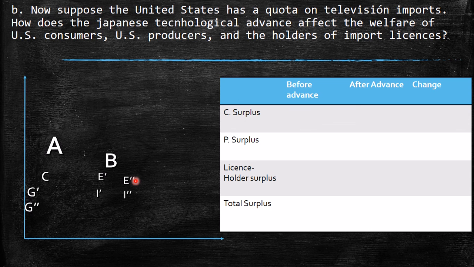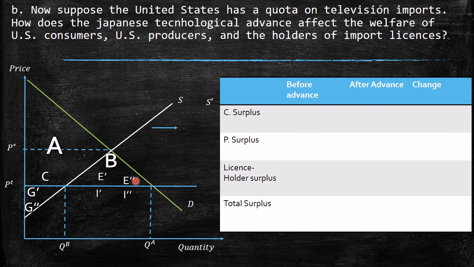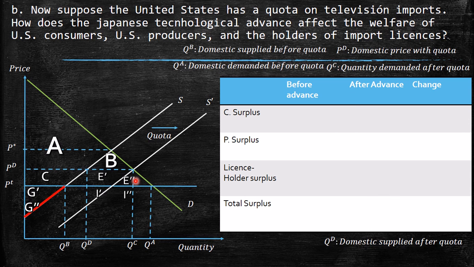Okay, so here is our analysis. Remember, it was the demand, and it was the supply. So here we have the demand, and here we have the supply. This one, P star, was the no free trade condition, P star and Q star.